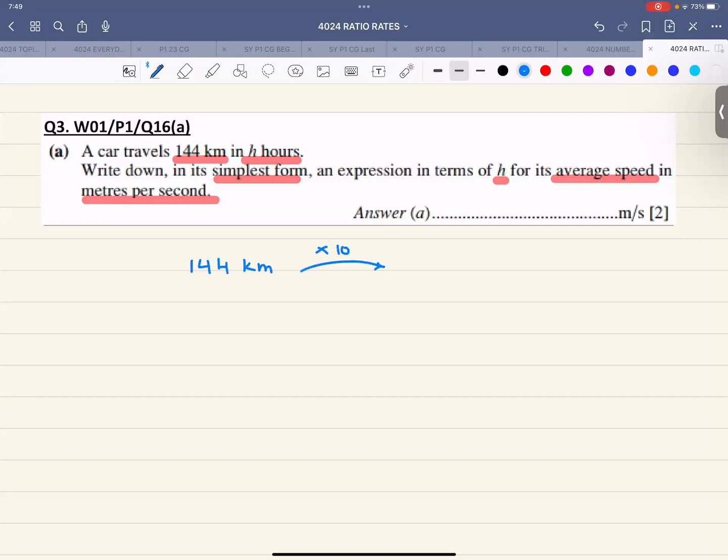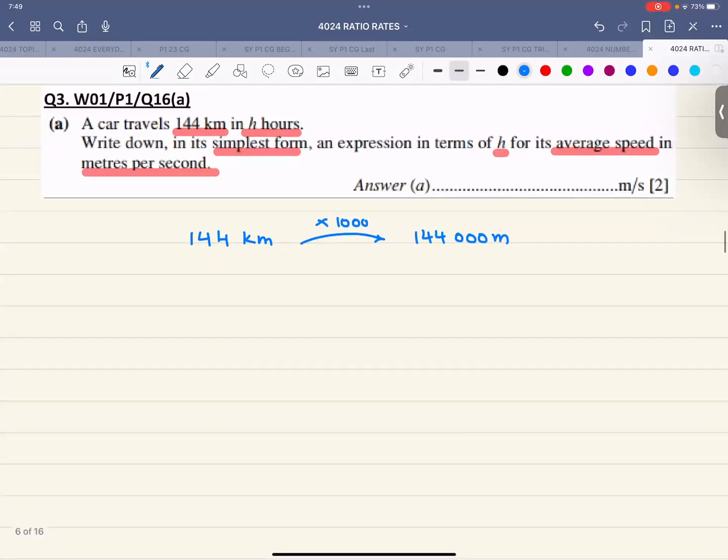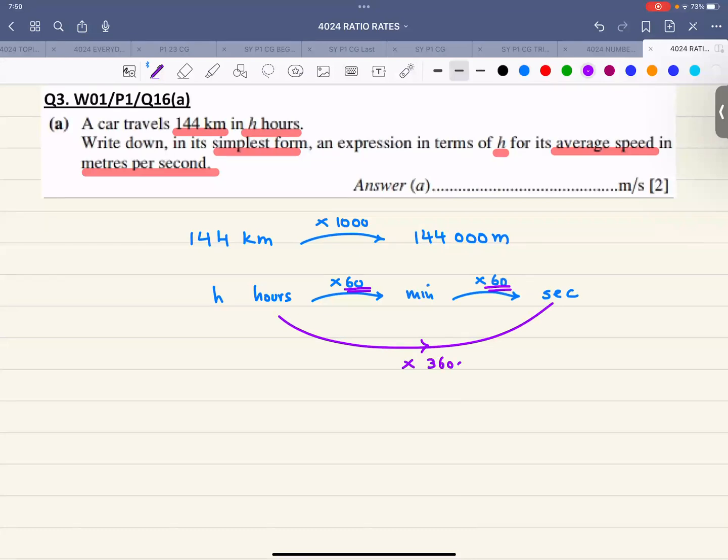Let's multiply with 1000. So that becomes 144,000 meters. And it's meters per second, so I can convert hours by multiplying it with 60 to convert it into minutes. Again, multiply it with 60 to convert it into seconds. So there are two 60s over here. Therefore, hours into seconds is multiplication by 3600.